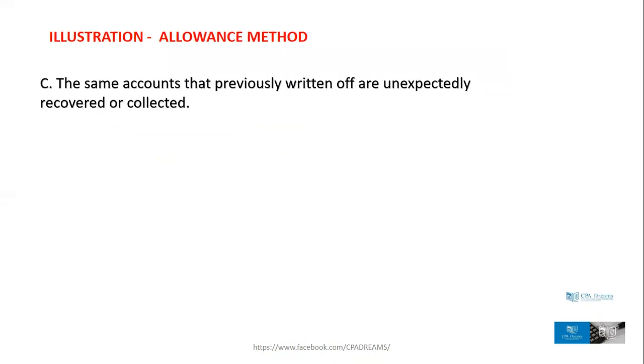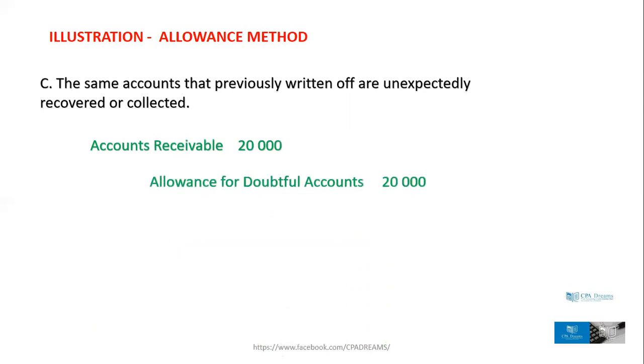Now, years pass, what happened is the same accounts that were previously written off are unexpectedly recovered or collected. Biglang nagpakita ang iyong customer at bigla mong nakolekta ang receivable mo sa kanya. So what will be the entry? So ibalik ang accounts receivable, debit 20,000, credit, allowance for doubtful accounts 20,000.